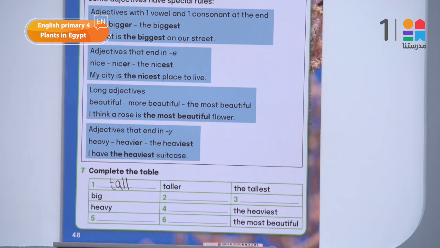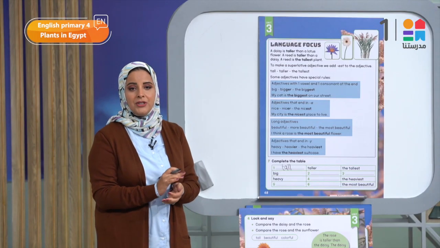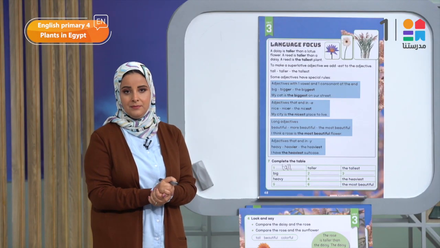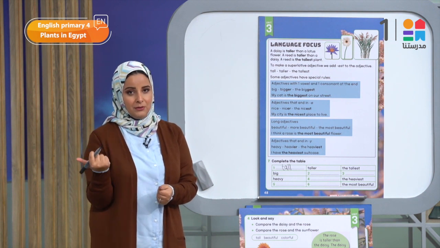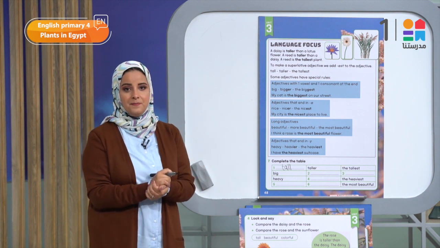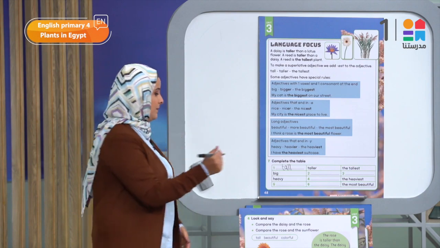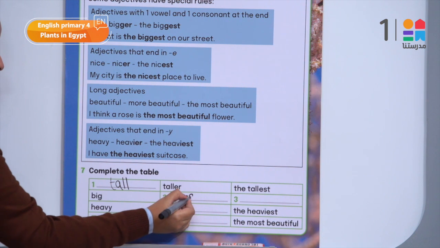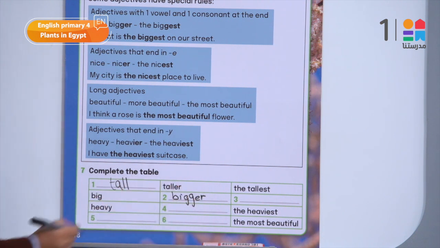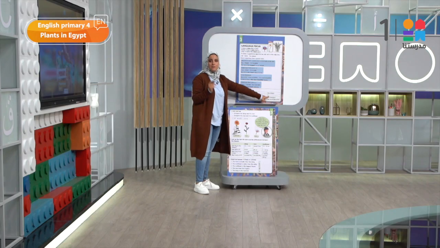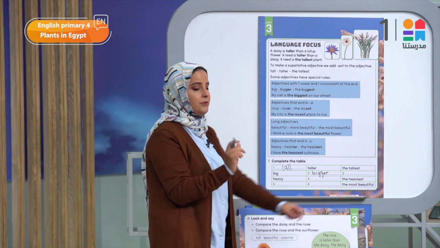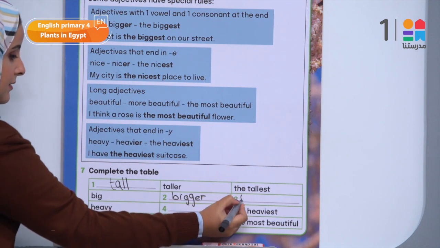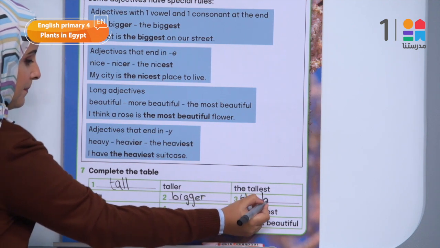Number 2, big. Very good. So it will be bigger with double G and the biggest. Don't forget the in the superlative form. So the biggest.